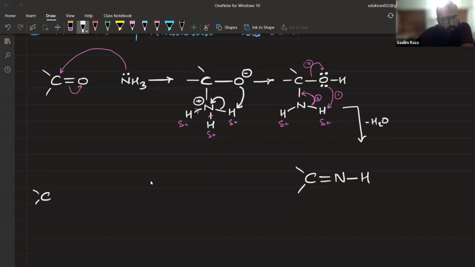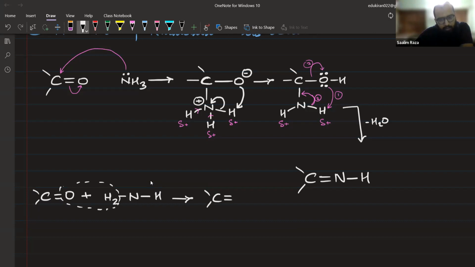You have carbon, double bond oxygen plus NH3. I can write it in this way: H2, nitrogen, and H. When this is getting reacted, what is happening? This H2O molecule is leaving, and you can directly form carbon double bond N followed by H.